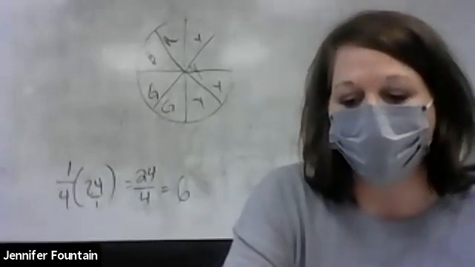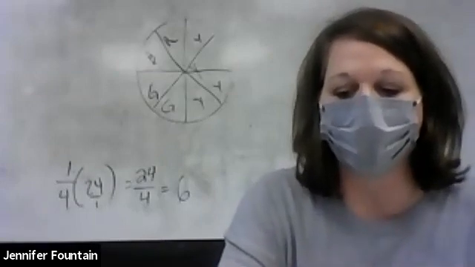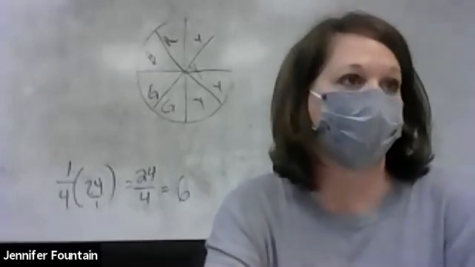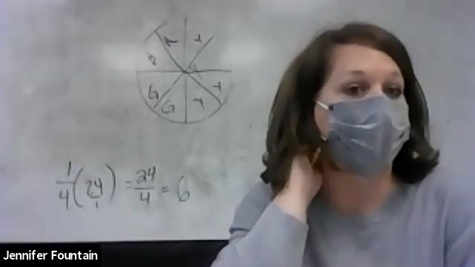So it says if a fair number cube is rolled and a fair coin is tossed at the same time, what is the probability of rolling a 3 and flipping a heads? So we will come back and start there after the break. Go ahead and take a break.